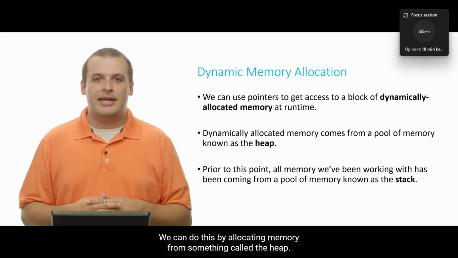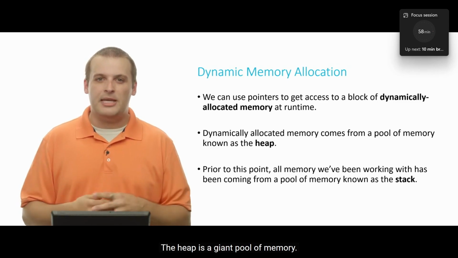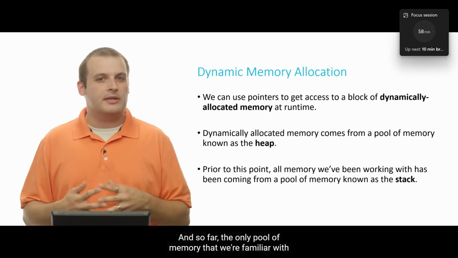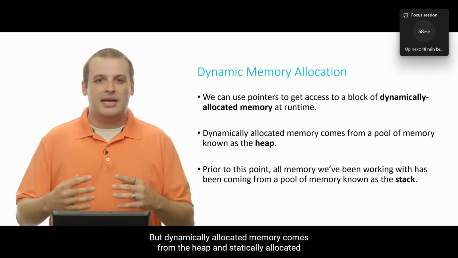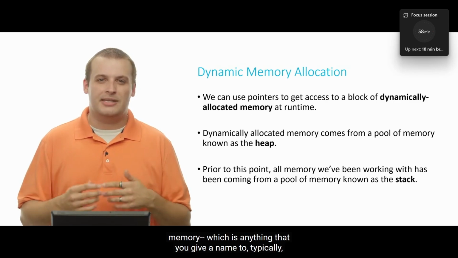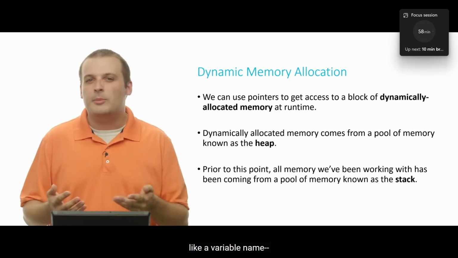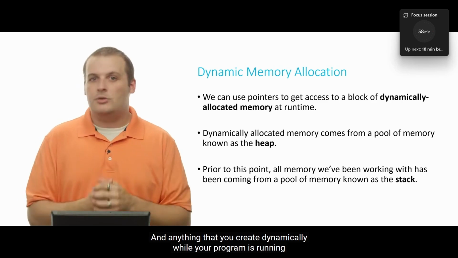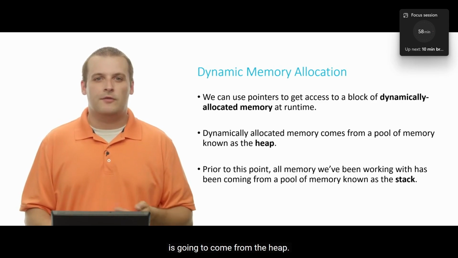We can do this by allocating memory from something called the heap. The heap is a giant pool of memory, and so far the only pool of memory that we're familiar with is called the stack. But dynamically allocated memory comes from the heap, and statically allocated memory, which is anything that you give a name to, typically like a variable name, is going to be set up on the stack, and anything that you create dynamically while your program is running is going to come from the heap.